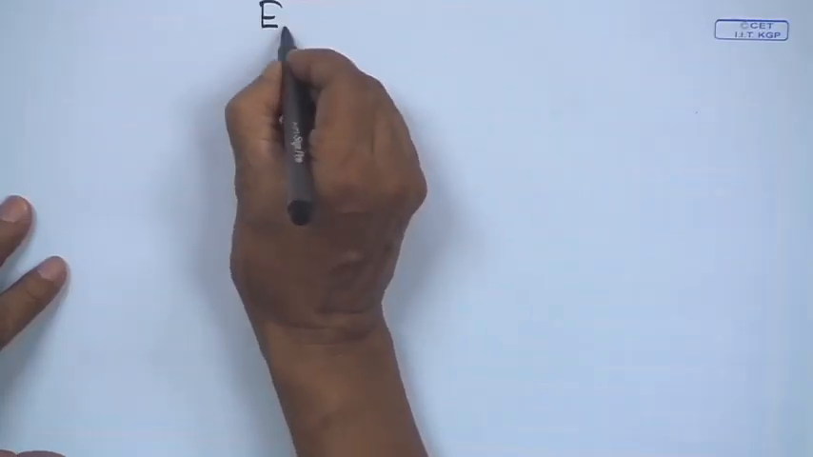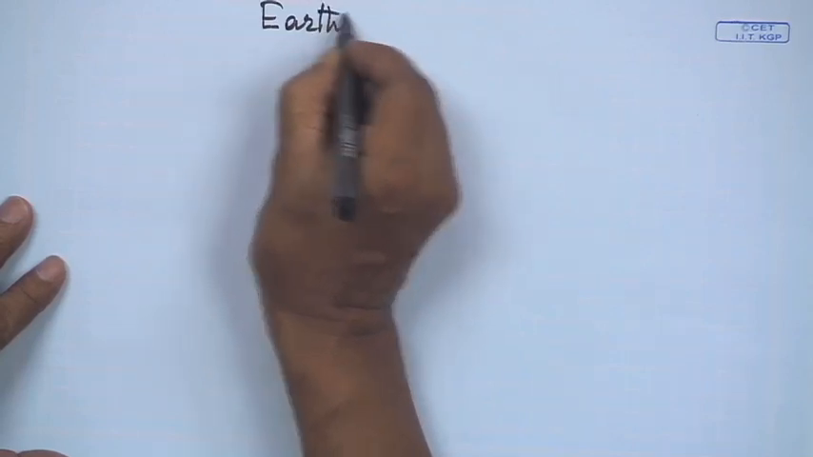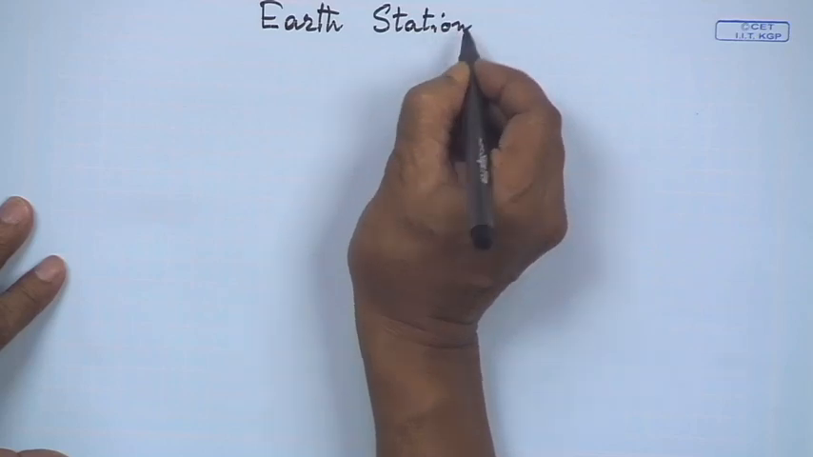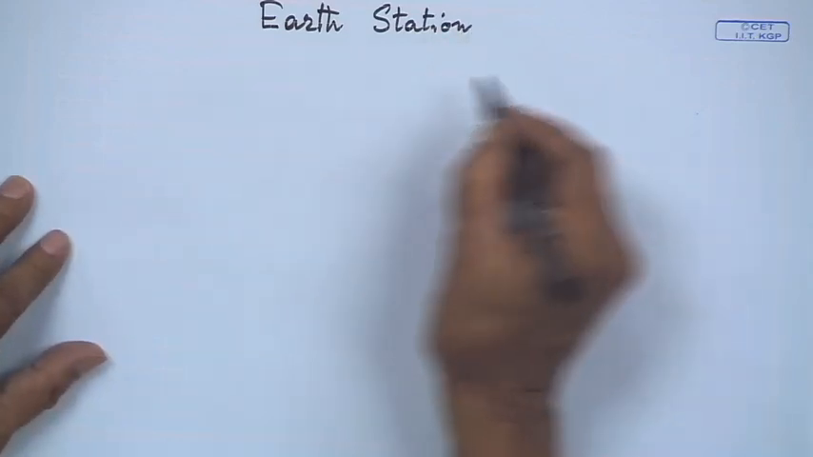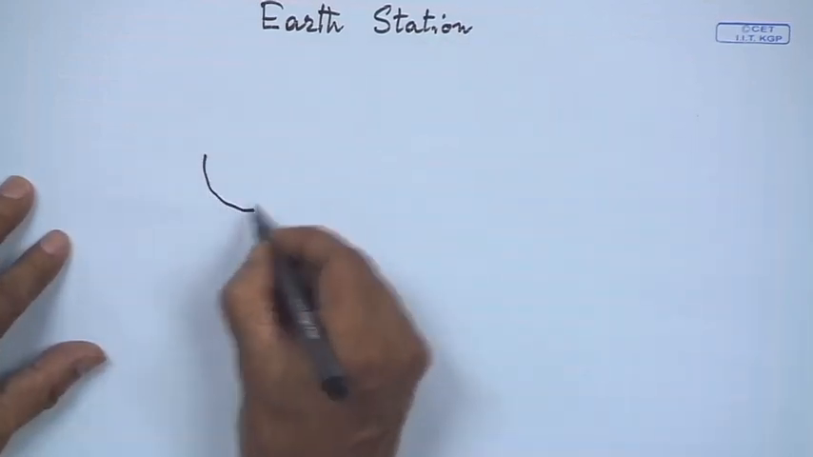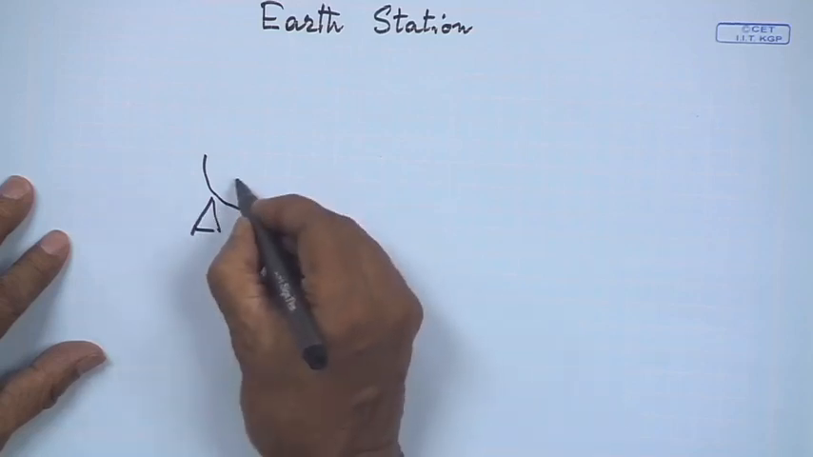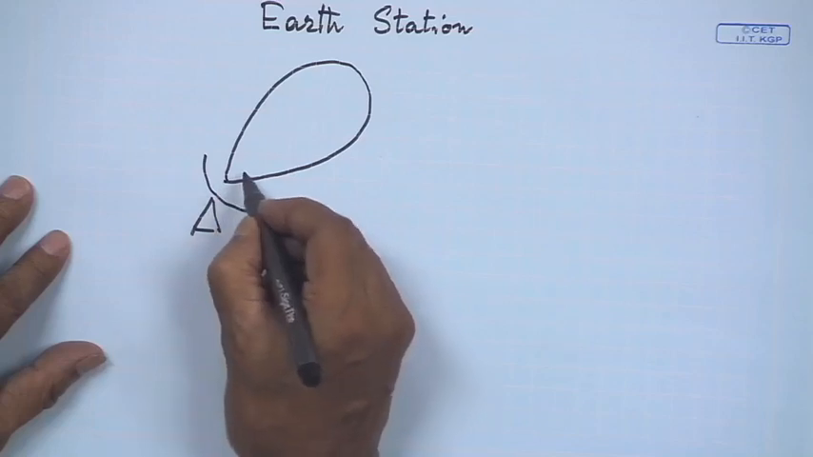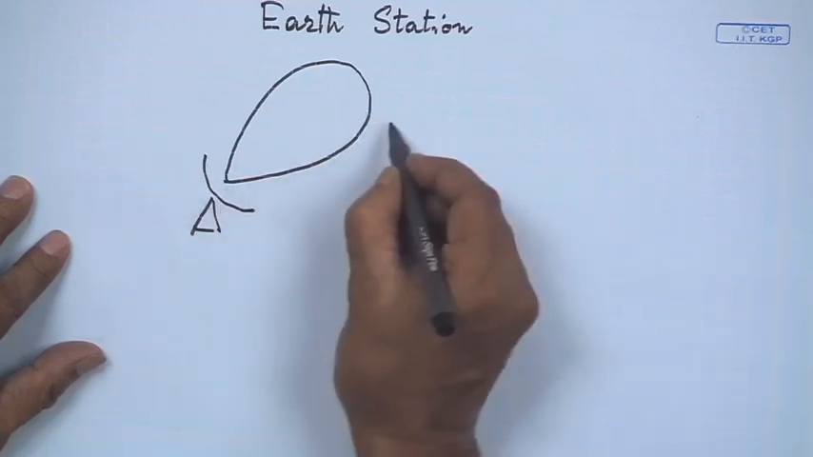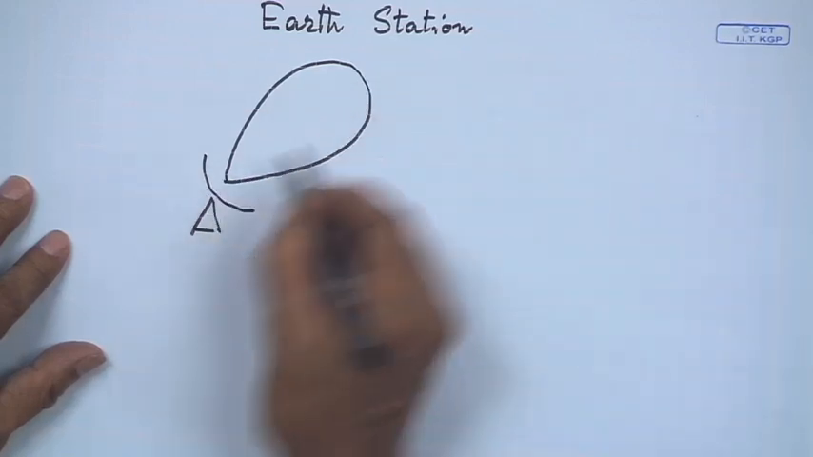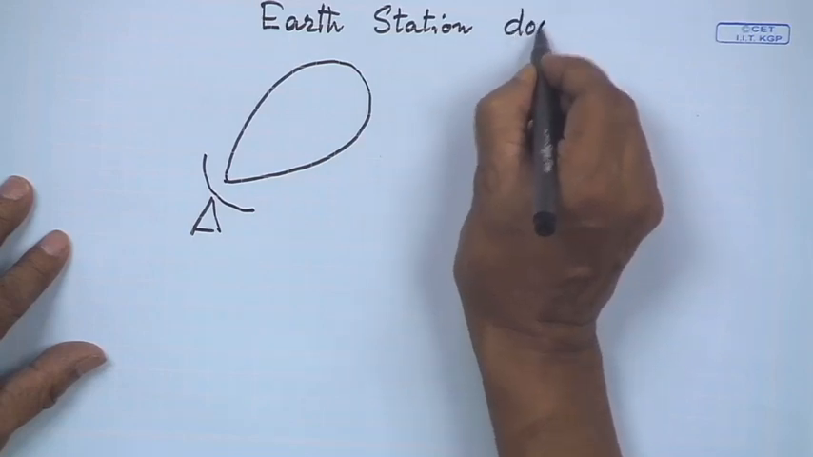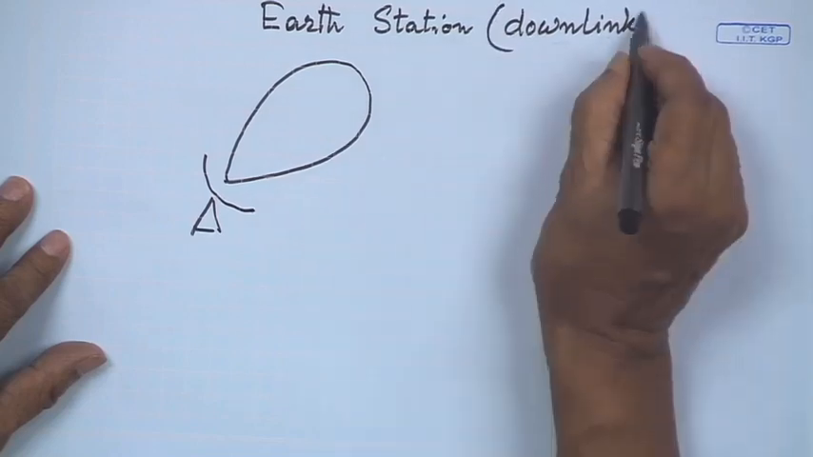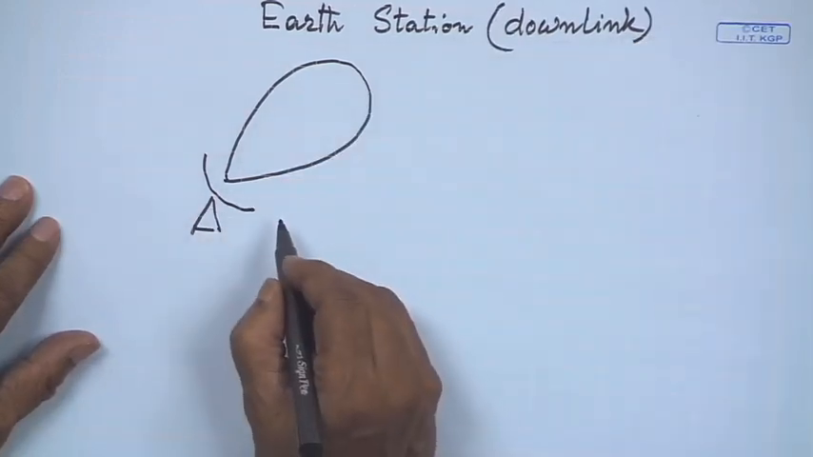On the earth we have an earth station, which is now at the downlink. Say we have a station and it has a radiation pattern, and it is now receiving. So, it is on the downlink. We will see the station antenna on the downlink will see the noise.